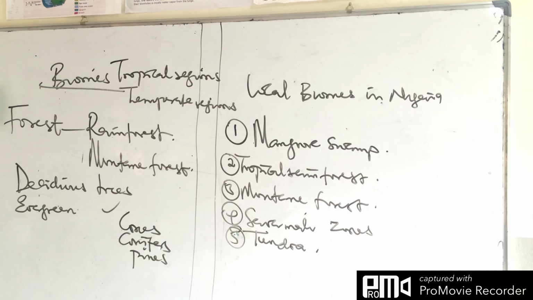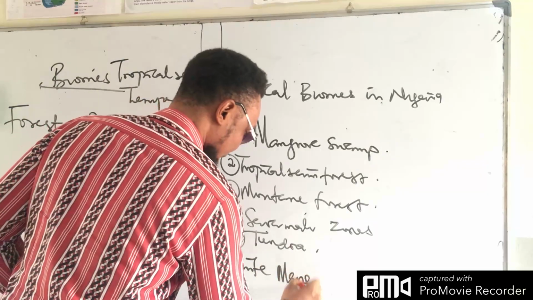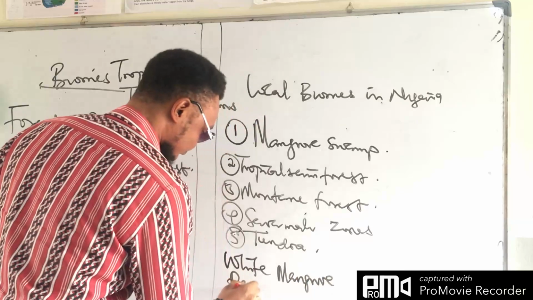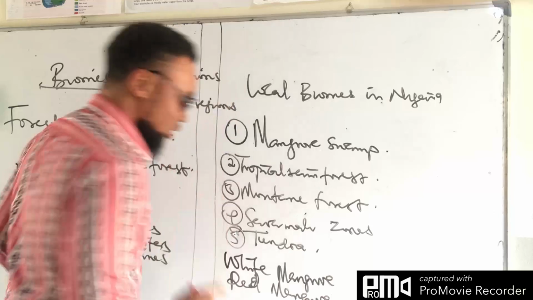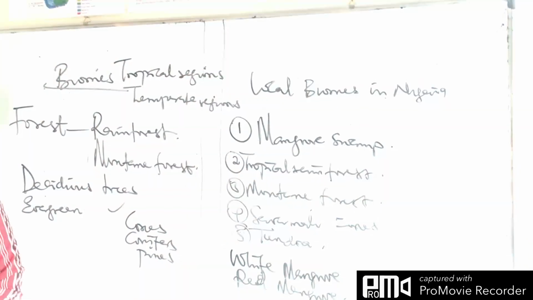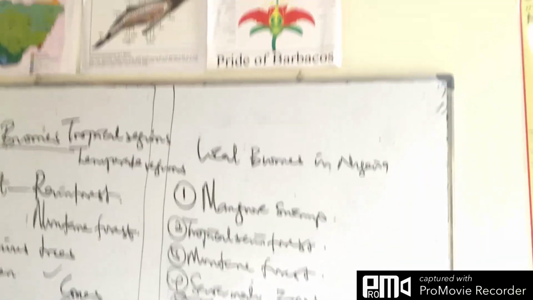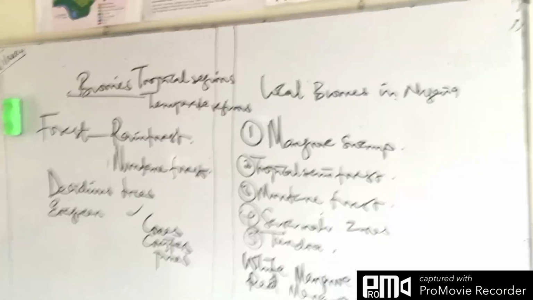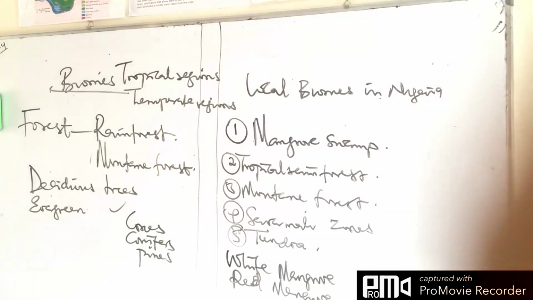And there are plants that you should be aware. It comes out in JAMB. The white and the red mangrove. The white mangrove and the red mangrove. These two plants. Okay. So the white and red mangrove, you find them in places like Delta.